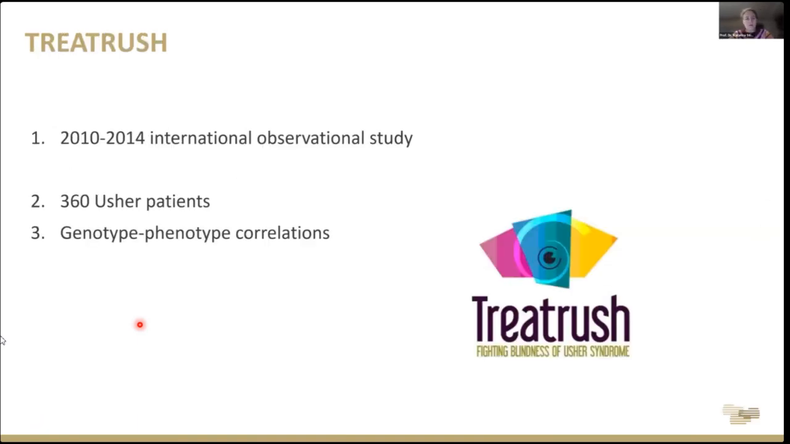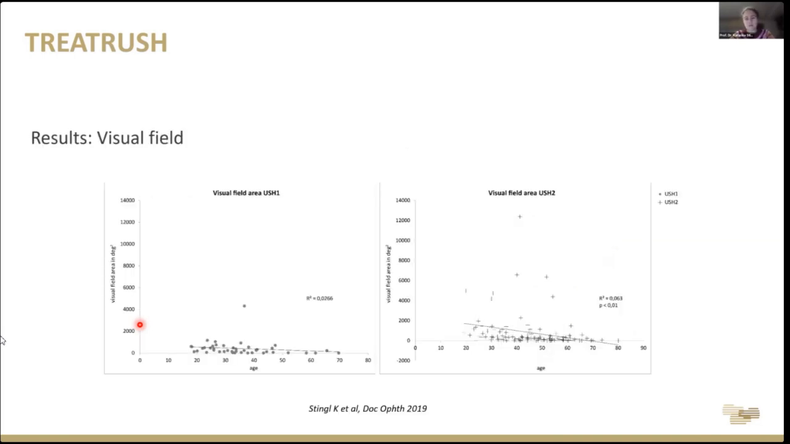There was an observational trial 10, 14 years ago in Europe, which included more than 300 Usher patients of all types, and we learned a lot about the genotype-phenotype correlations. Here is just an example of how the visual field can vary, and you see here already with USH1 subtypes, the visual field is quite small already in the 20s, whereas there are such patients with USH2 also, but the possibility to have a large visual field is relatively higher in the second subtype than in the first subtype.